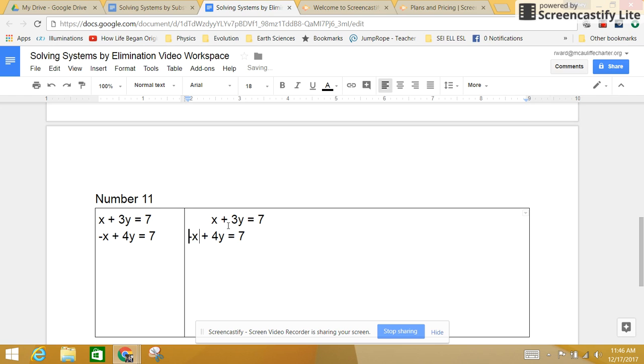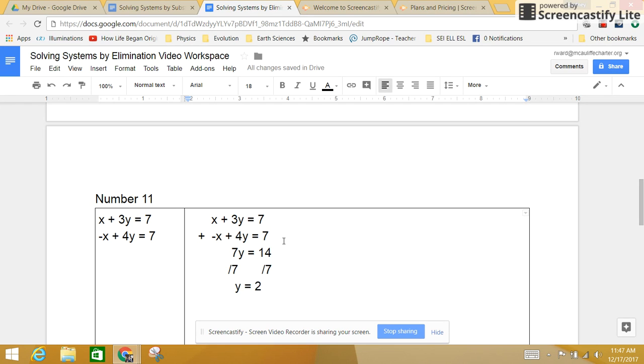Okay, so I'm going to give myself some space, and I'm going to add these two equations because I have two coefficients that are the opposite of each other, so they'll cancel out if I add them. So x plus negative x is nothing. 3y plus 4y is 7y, and 7 plus 7 is 14. To get rid of this times 7-ness, I'm going to divide by 7 on both sides. And you can see pretty easily that y is going to equal 2.